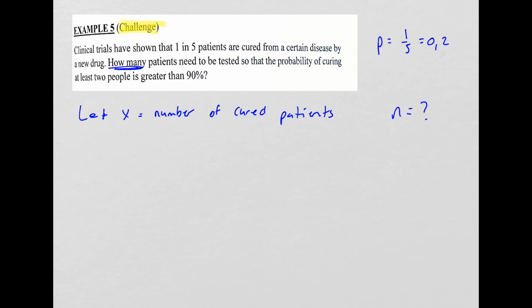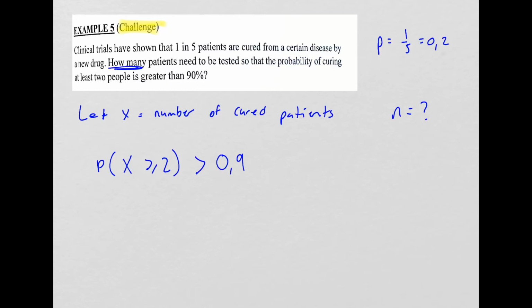All right, so one thing that we can write, they said at least 2 people greater than 90%. We can write that as the probability that X is greater than or equal to 2 must be greater than 90% or 0.9. So that's effectively what we have to work with. I'm going to say that again. They want us to see how many patients must be tested so that the probability of curing at least 2 people is greater than 90%. So there's the probability, and the greater than or equal to 2 shows us the at least 2 people.